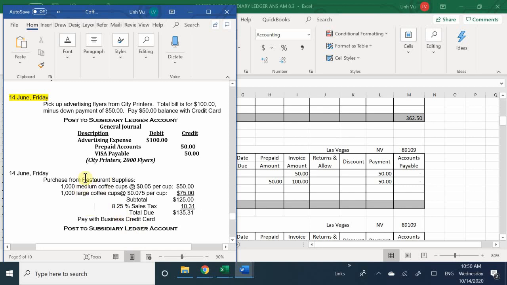Because we actually went to restaurant supplies, they charged us sales tax. So here we're claiming $135.31, exact change. And we decided to use our business credit card to pay for it. So, I'm buying business supplies.